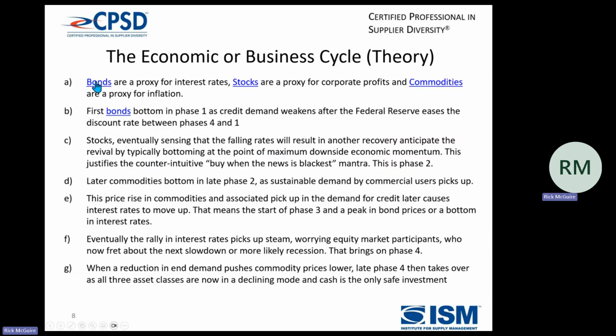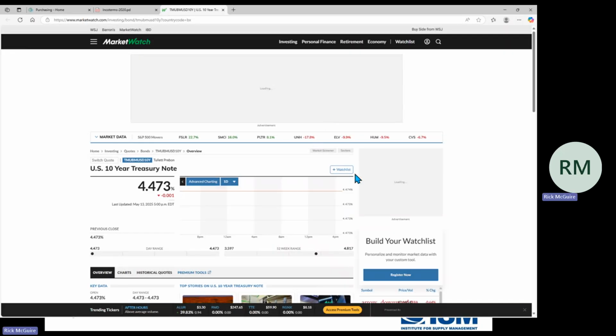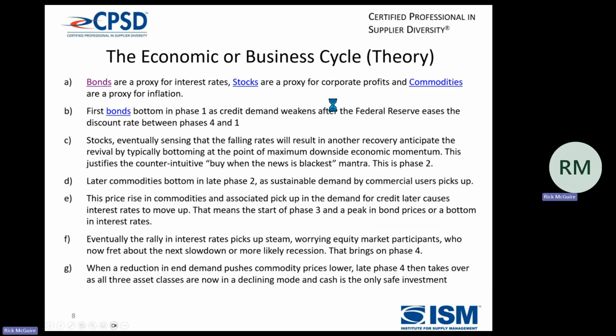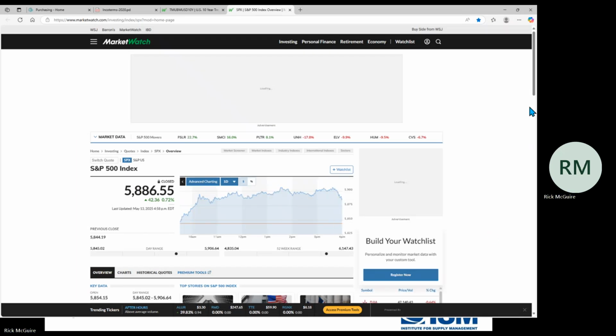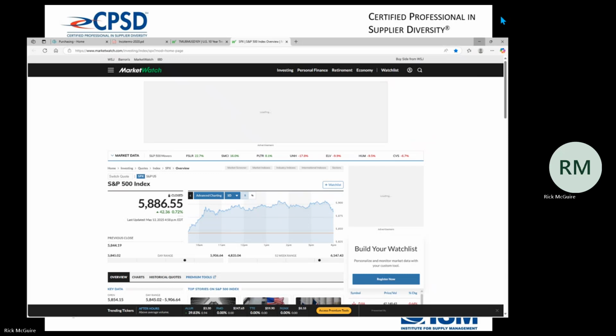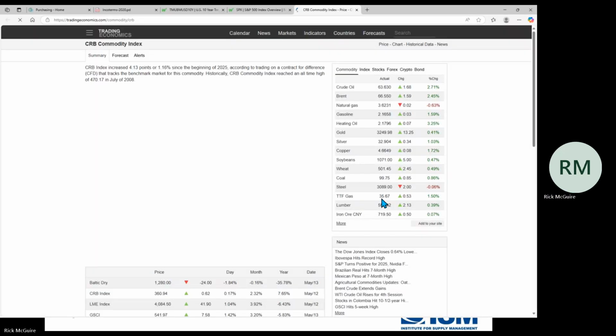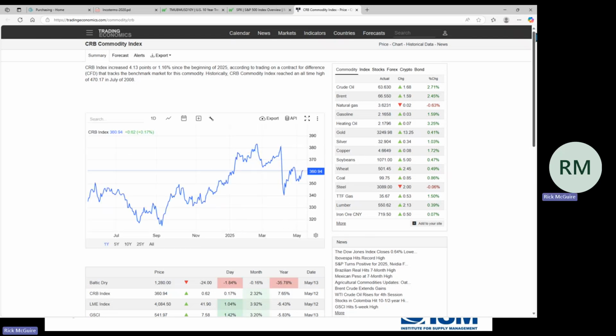Bonds are a proxy for interest rates. Let's see if we got a website here for bond prices, MarketWatch. US 10-year Treasury note. It's usually the common thing for bond prices. Stocks, usually the S&P 500 right here. And then commodities. CRB commodity index is a good one.